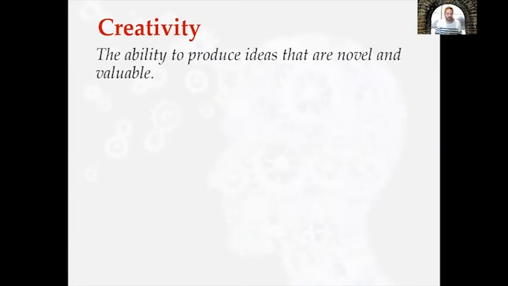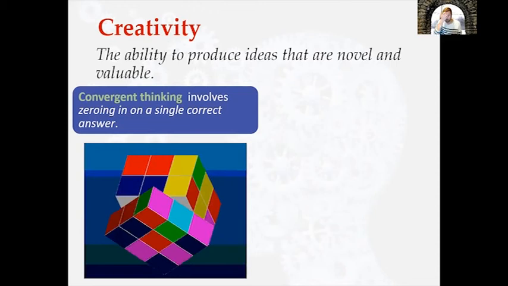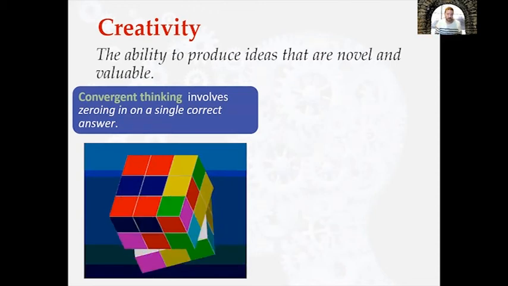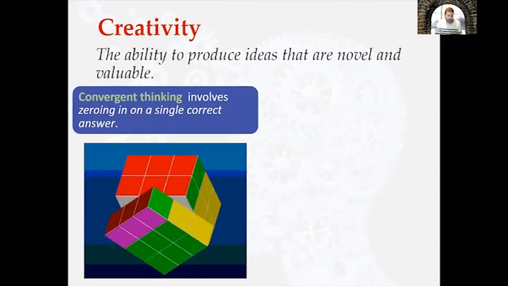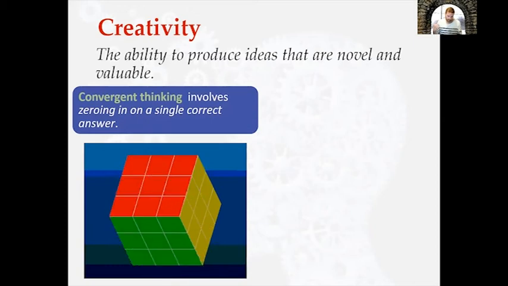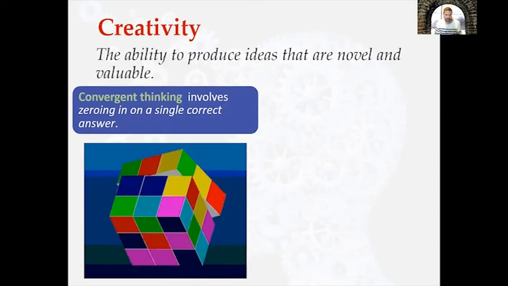Creativity. Creativity is our ability to produce ideas that are novel and valuable. There are two different types of creative thinking. There's convergent thinking, which is like singling in on a correct answer, like on a multiple choice test or a math problem, or solving a Rubik's Cube. You usually have to use an algorithm to solve it because there's only one correct answer for a Rubik's Cube, and that's when you get all the colors lined up.